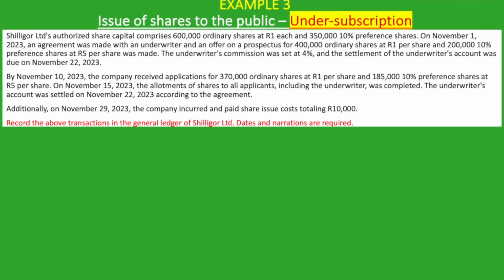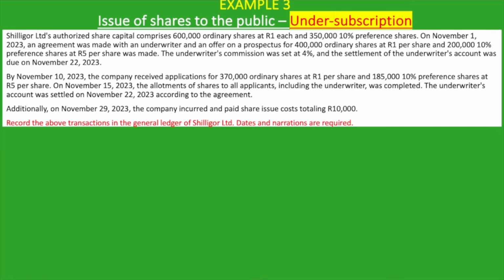On 15 November 2023, the allotment of shares to all applicants, including the underwriter, was completed. The underwriter's account was settled on November 22, 2023, according to the agreement. Additionally, on November 29, 2023, the company incurred and paid share issue costs totaling 10,000 Rand. Okay, so let's record the above transactions.